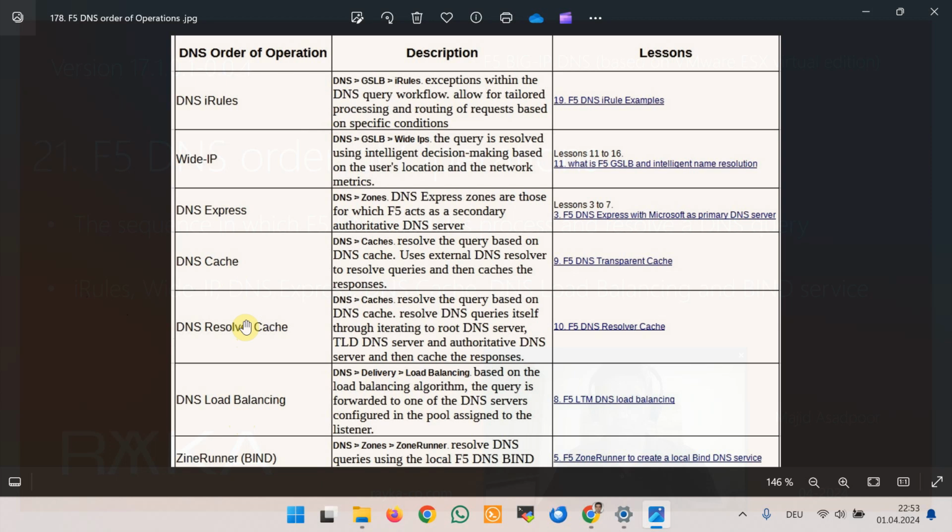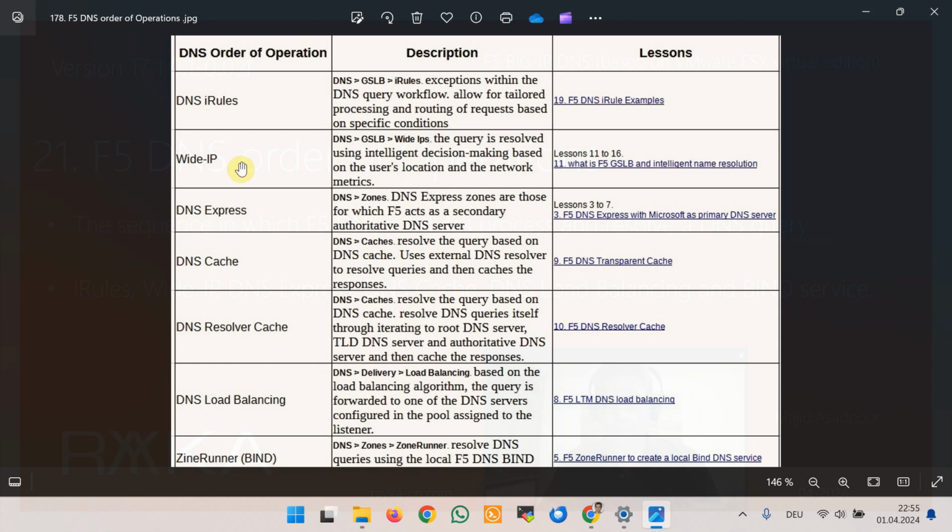All of these F5 DNS modules are discussed during the course, but the order of operation is what we discuss in this section. This table shows how DNS queries are processed in order in F5 DNS system and the lessons that we have discussed and demonstrated in this course for each module. When a DNS query comes into the F5 DNS system, the first priority goes to DNS iRules to process and resolve the query. iRules are actually the exceptions within DNS query workflow and allow for tailored processing and routing of requests based on specific conditions.